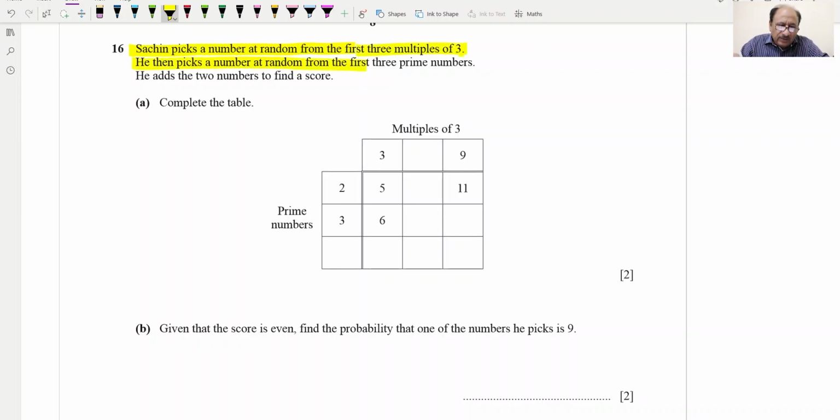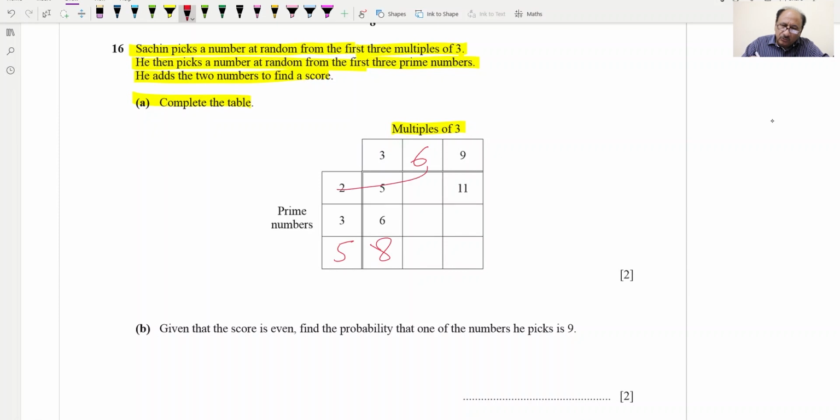He then picks a number at random from the first 3 prime numbers, and he adds the two numbers to find a score. Complete the table. These are multiples of 3, so we can write 3, then the next multiple of 3 will be 6 and 9, and the prime numbers are 2, 3, and the next prime number will be 5. And now we can add them, so 3 plus 2 results in 5. Similarly, 3 plus 5 will be equal to 8, so we can write 8 here.